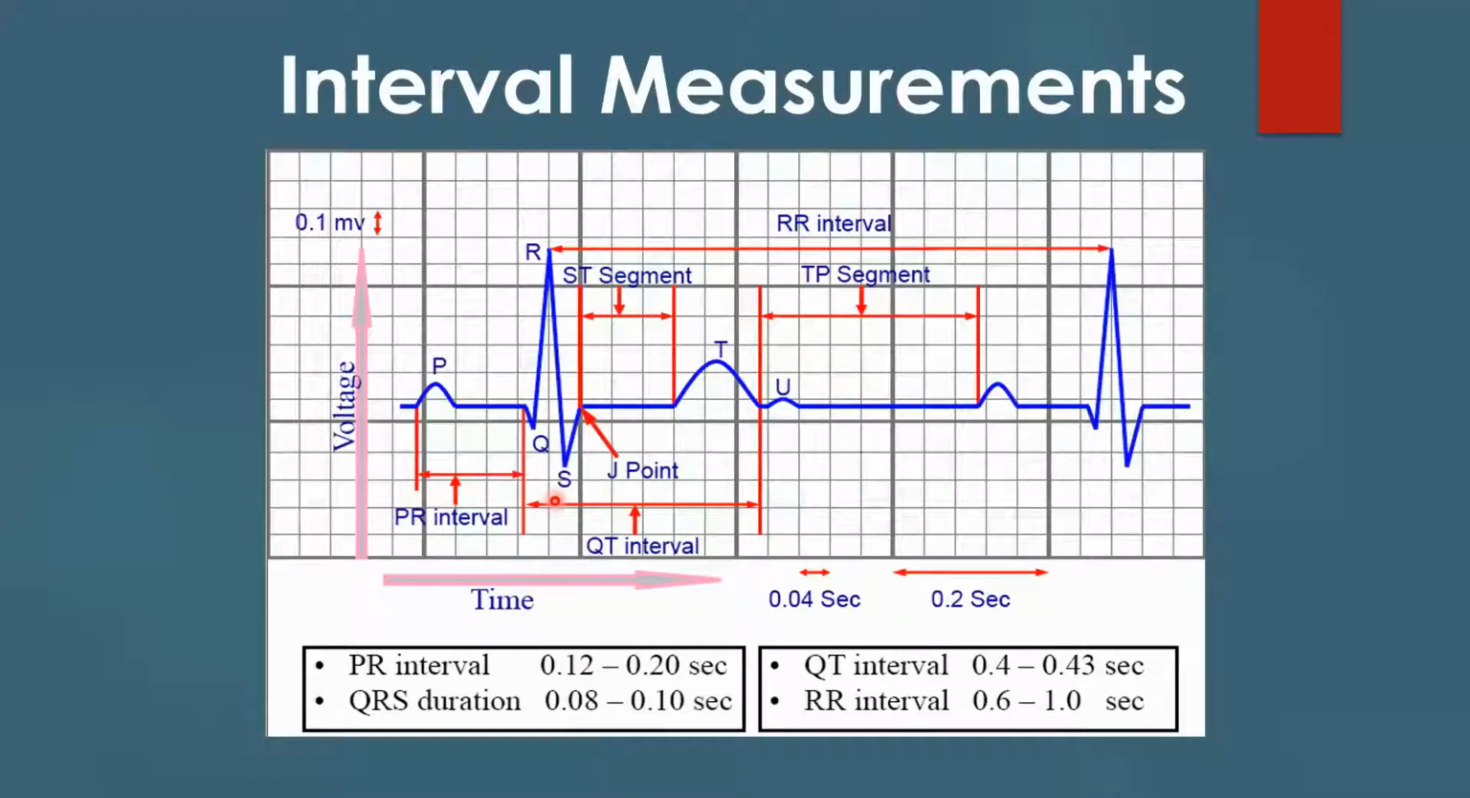So when we're looking for ST elevation, that's the big thing. When we look at a 12 lead, what's the big thing we're looking for? ST elevation, right? ST elevation, ST depression. So we measure from the J point. The J point is the end of the S wave, the beginning of the ST segment.